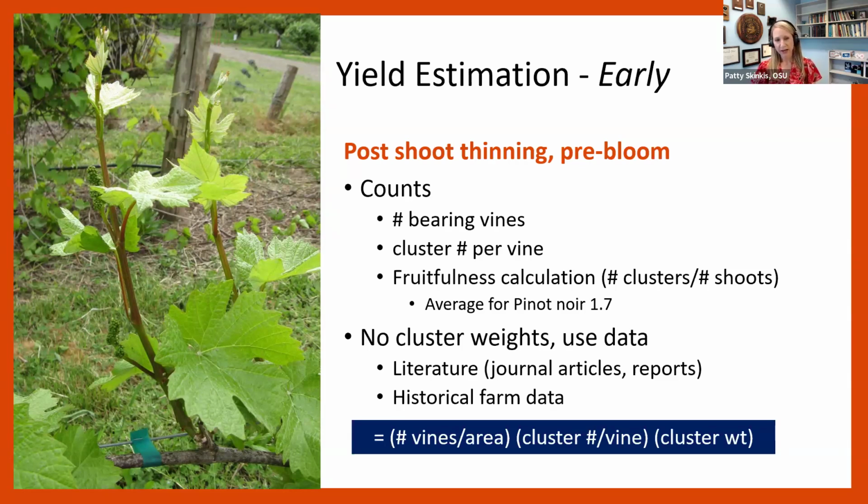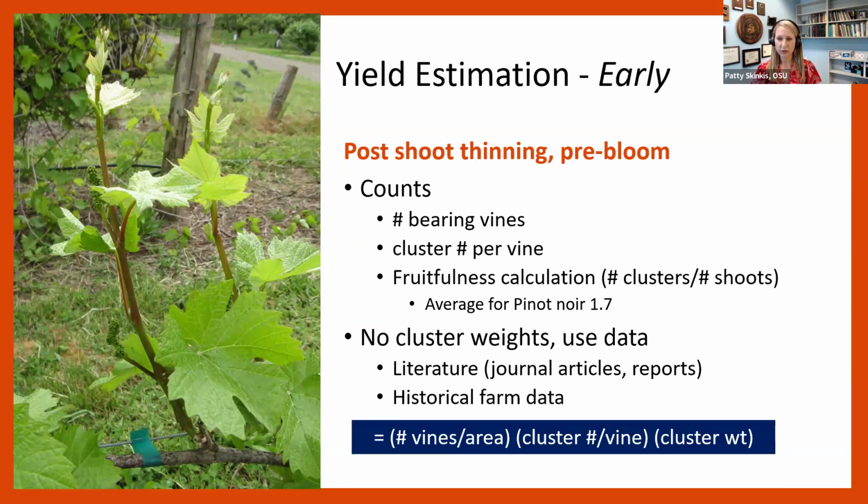An alternative way of looking at this is you can also come up with fruitfulness, which is considered the number of inflorescences per shoot. And that you can get at the same time that you get cluster number per vine data. It just means you go out and collect your number of inflorescences or clusters, and you divide that by the number of shoots. So you're collecting shoot count and cluster count data before bloom. Obviously, you want to do that after you've done shoot thinning. And that gives you an idea of what kind of fruitfulness on a per shoot basis you have, but also you can start to do some basic calculations of what kind of yield is out there.